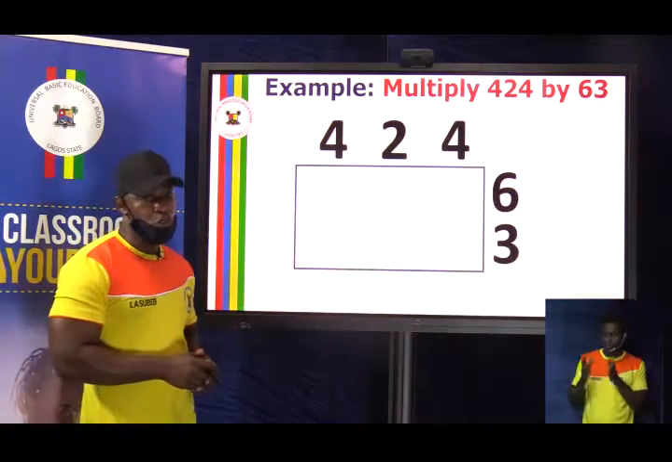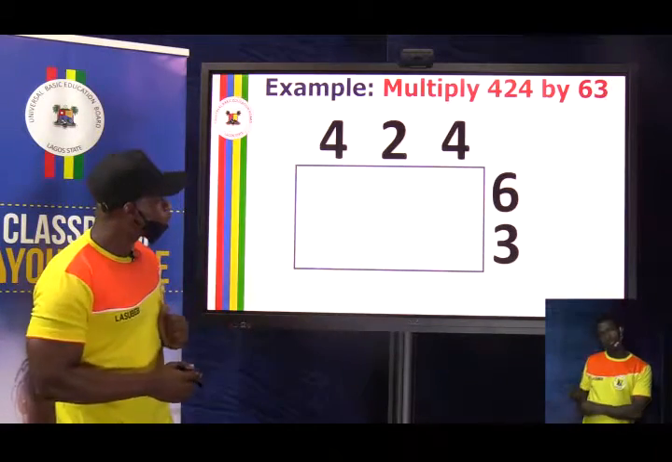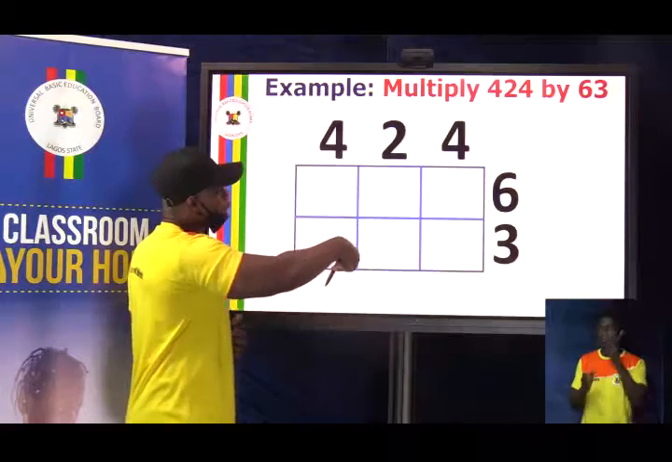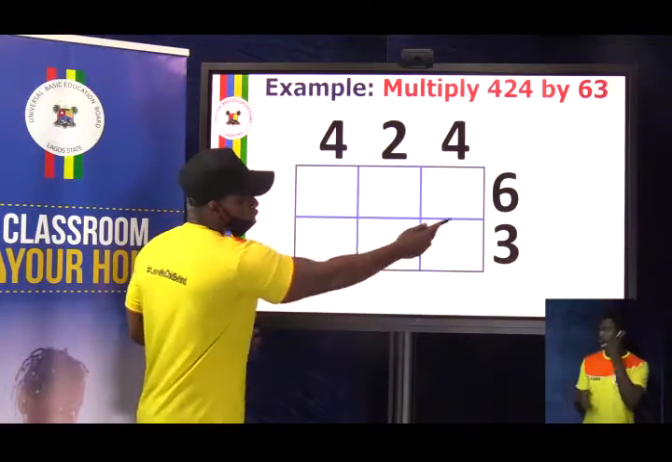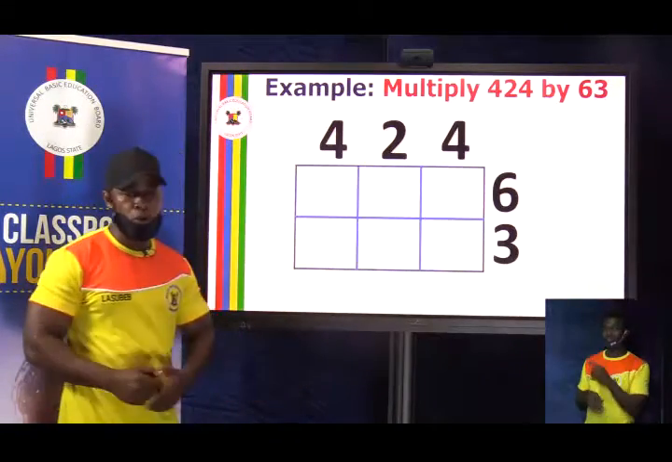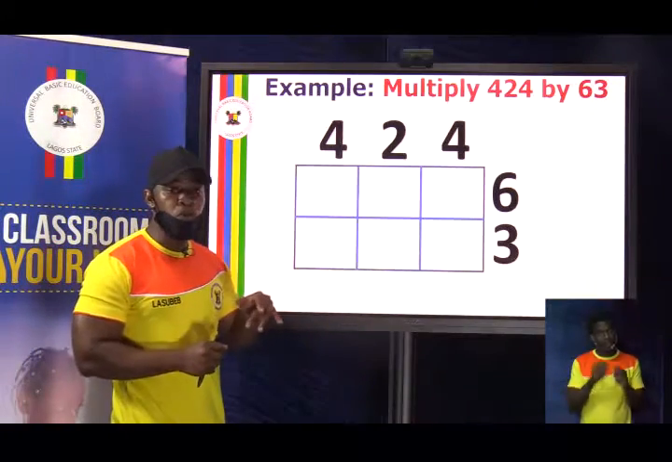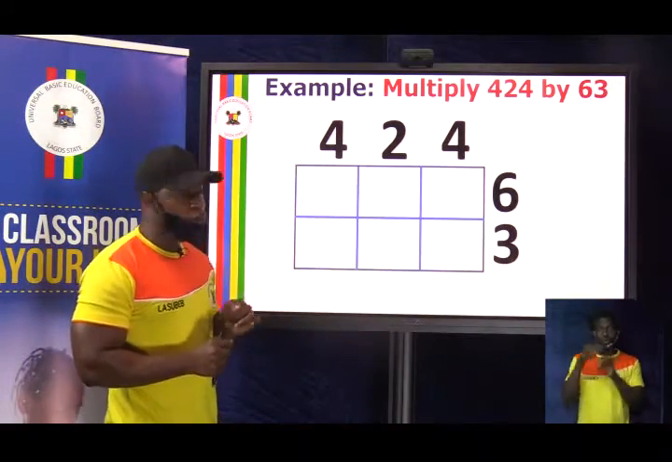It makes it easy for me to draw the rectangles. Now what you need to do is put a line between each number. So between 4 and 2 you draw a line, between 2 and 4 you draw a line, between 6 and 3 you draw a horizontal line. Now inside each box we will put the product of some numbers.